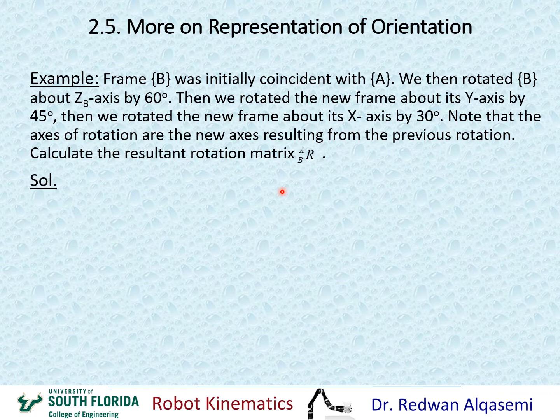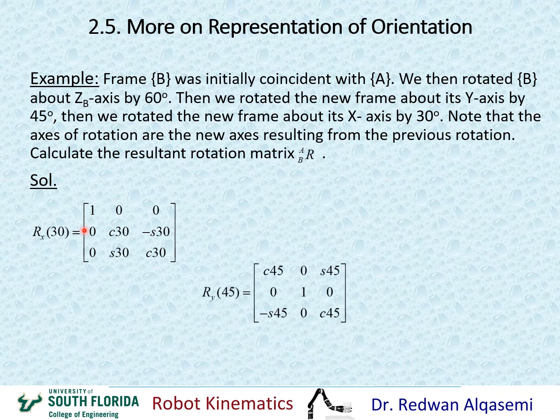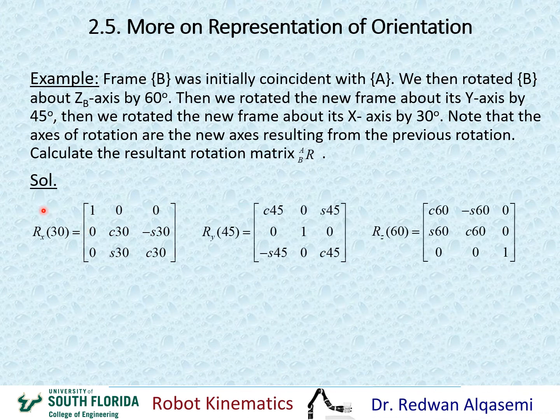To start solving this problem, I can go ahead and put my 3 rotations that I already know how to write and define. Rotation about x by 30 degrees is given here already, so this is the form I put it in. Then the rotation about y by 45 degrees, I can write here. And we also have rotation about z by 60 degrees, so I can write it here.